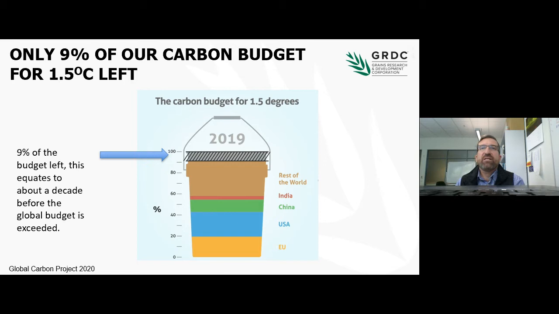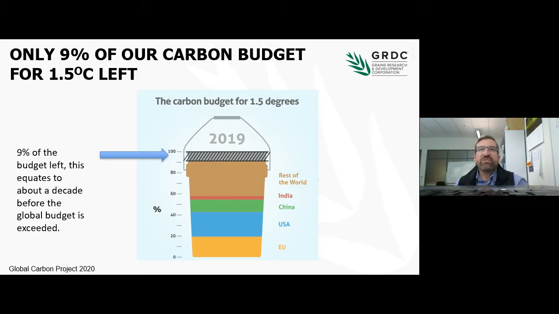So really, if we think about that 9% left in the bucket and cast your mind back to the previous slide, which was saying that we have a 1% growth in emissions every year, it equates to approximately a decade before we absolutely commit ourselves to 1.5 degrees of warming.